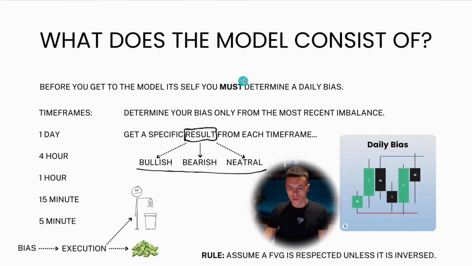What does the model consist of? Before we actually get into the model itself, the unicorn model, you actually need to determine your daily bias. So the first thing you do at the start of each day is determine your daily bias by starting on the daily time frame and then working out a result, either bullish, bearish, or neutral for each time frame.